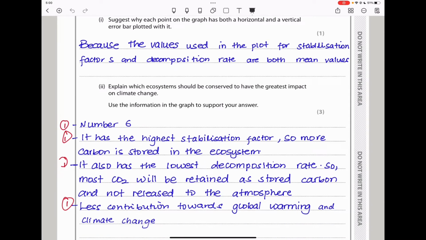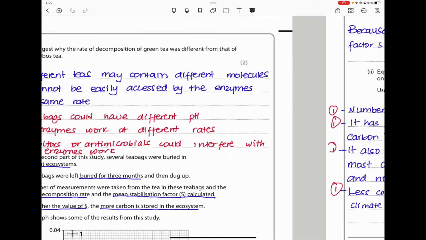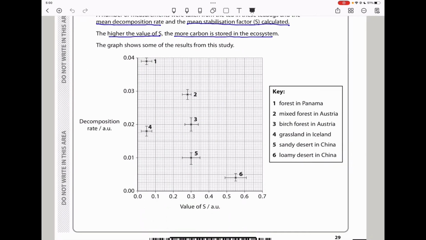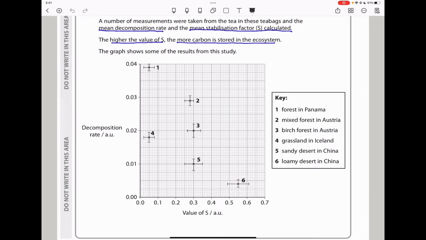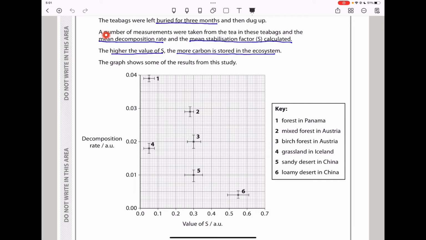Lastly, here they say, explain which ecosystem should be conserved to have the greatest impact on climate change, and use the information in the graph to support your answer. When I go back to the graph, since this is decomposition and the horizontal value is stabilization factor, I am going to go with number 6. Again, remember they said a number of measurements were taken from the tea in these tea bags, the mean decomposition rate and stabilization factor S.